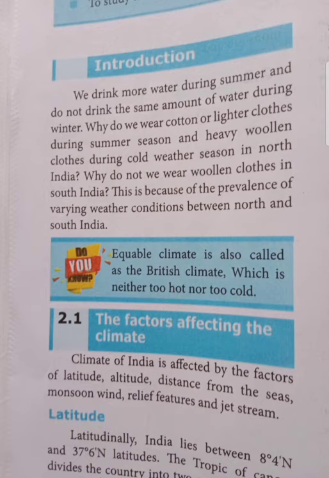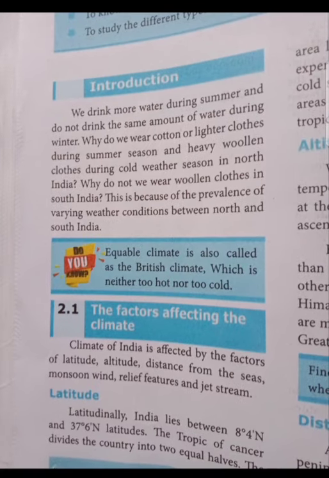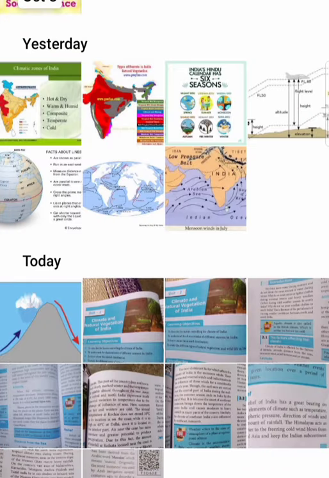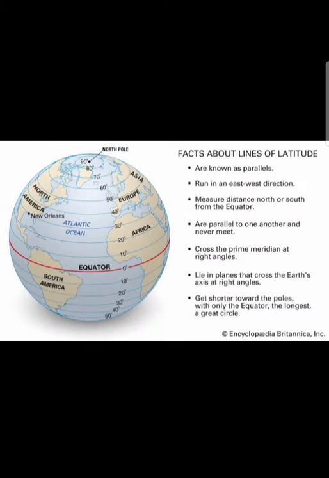Latitude. What is a latitude? First of all, you should know, an imaginary line which is being drawn from east to west is called latitude. Though the earth rotates from west to east, an imaginary line which is drawn from east to west is called latitude. How many latitudes are there, sir? What is the other name for latitude, sir?